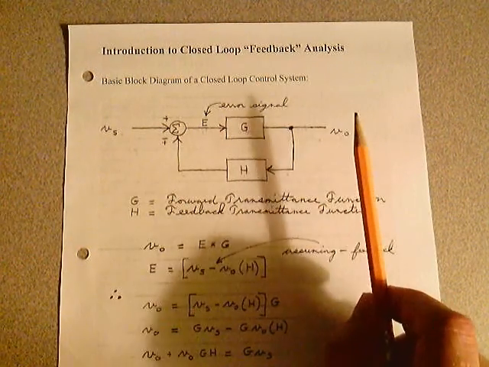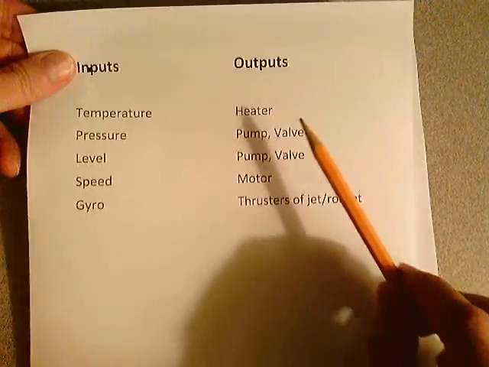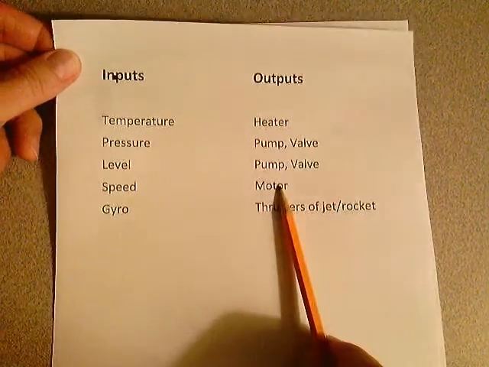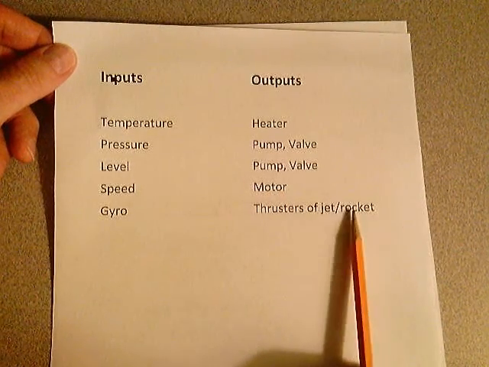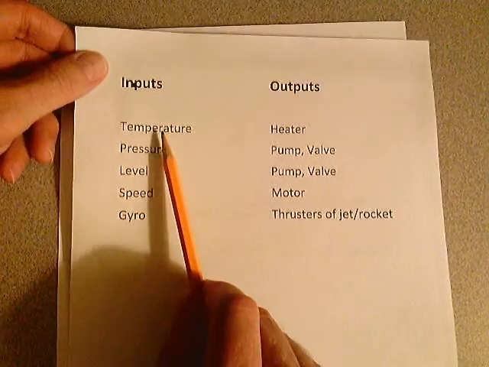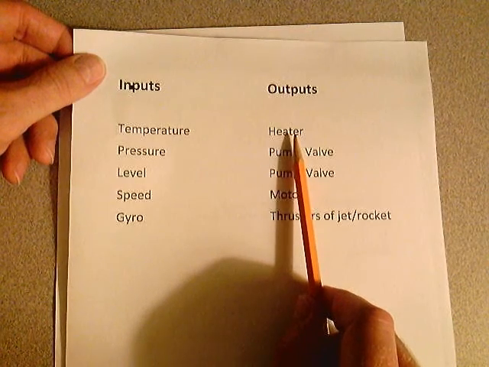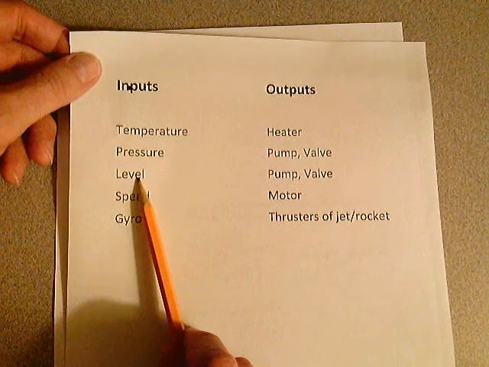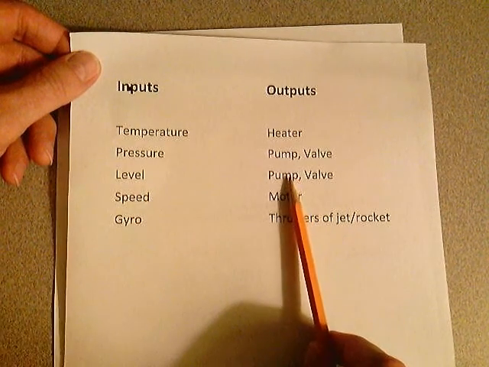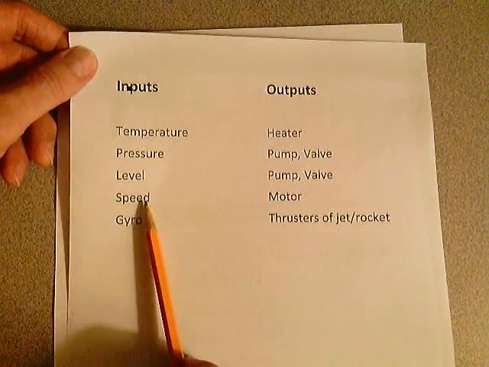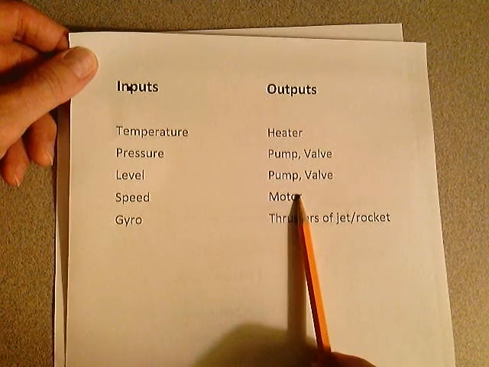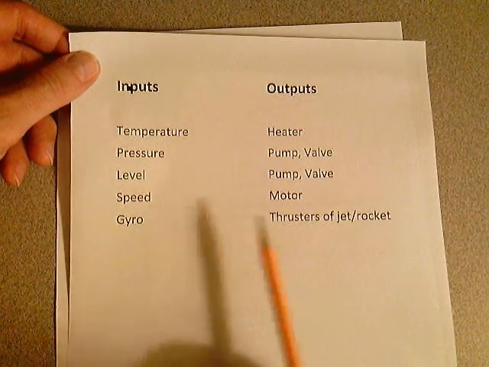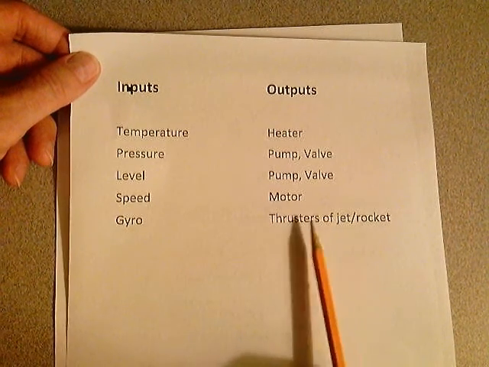That output goes to control maybe a heater, maybe a pump or a valve, maybe a motor, or maybe the thrusters of a jet rocket. So on your inputs you'd have temperature to control a heater, as an example. You'd have pressure to control a pump or a valve, or level in a tank as an input, and you'd control a pump or a valve. The speed is an input to control a motor or a conveyor belt. The gyro as an input to control the thrusters of a jet or the thrusters of a rocket.